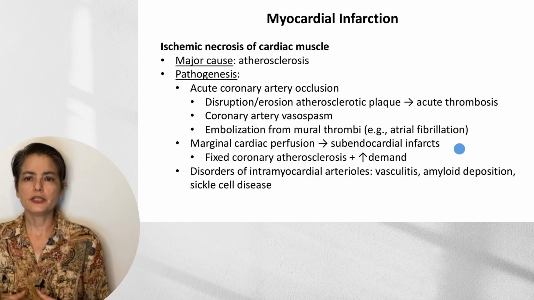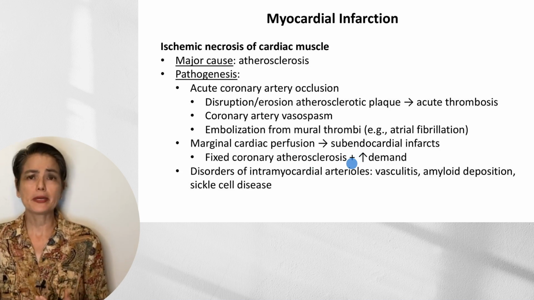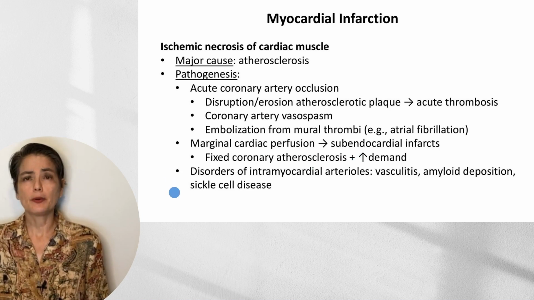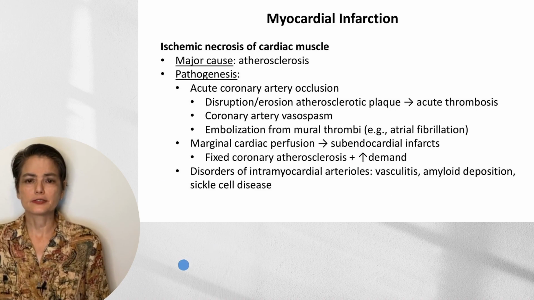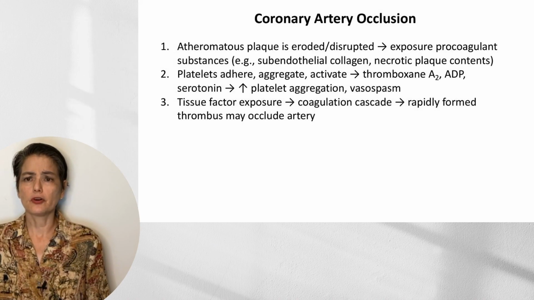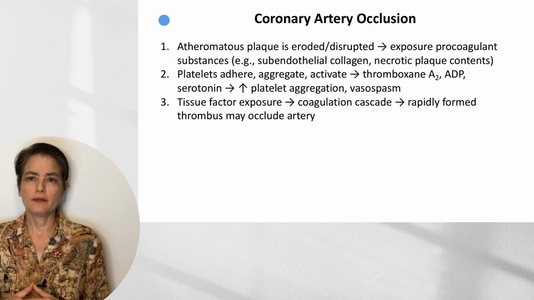We can also see marginal cardiac perfusion if you have a patient who has this fixed coronary atherosclerosis and then, for example, becomes septic and has peripheral vasodilation. Again, this can lead to myocardial infarction. And finally, as I said, we can get disorders of the intramyocardial arterioles due to autoimmune vasculitis, amyloid deposition, sickle cell disease.